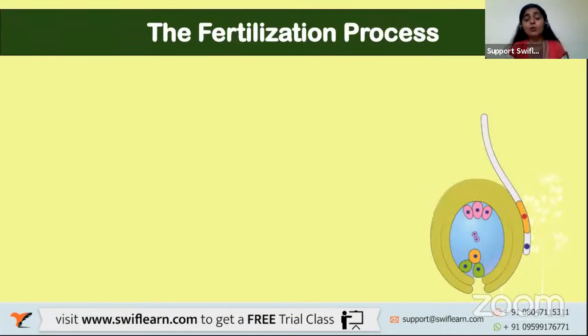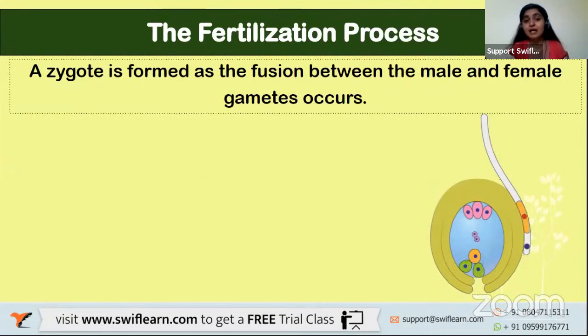Moving further, we have read that the pollen grains are transferred from the anther to the stigma. From the stigma, they come down through the style to the ovule. So what exactly happens after that? A zygote is formed. Right inside the ovule, the zygote is formed by the fusion of the male and the female gamete. When the male and female gametes fuse together, they form a zygote.